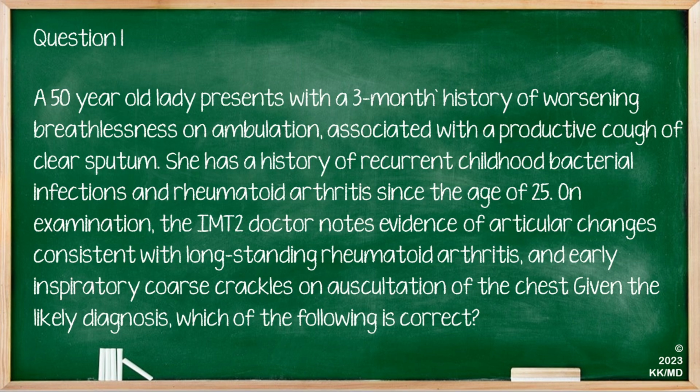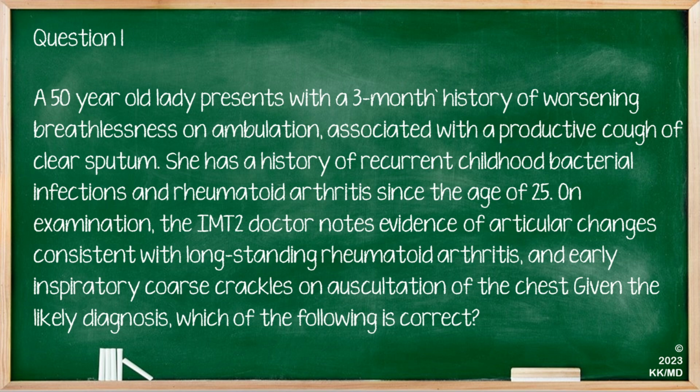Okay, so let's do some questions. Question 1. A 50-year-old lady presents with a 3-month history of worsening breathlessness on ambulation associated with a productive cough of clear sputum. She has a history of recurrent childhood bacterial infections and rheumatoid arthritis since the age of 25. On examination, the IMT2 doctor notes evidence of articular changes consistent with long-standing rheumatoid arthritis and early inspiratory coarse crackles on auscultation of the chest.